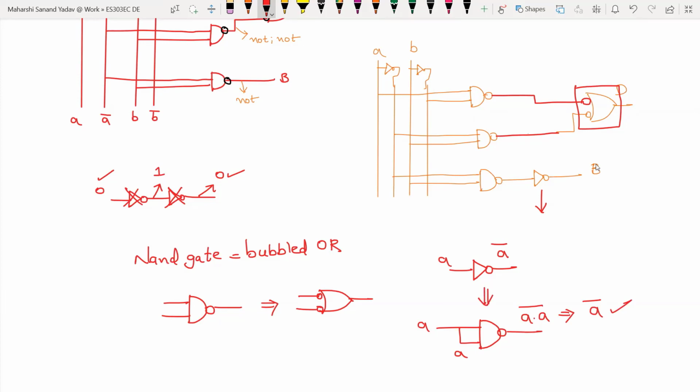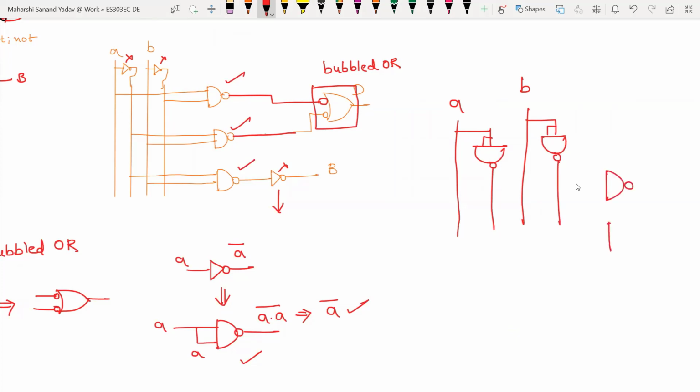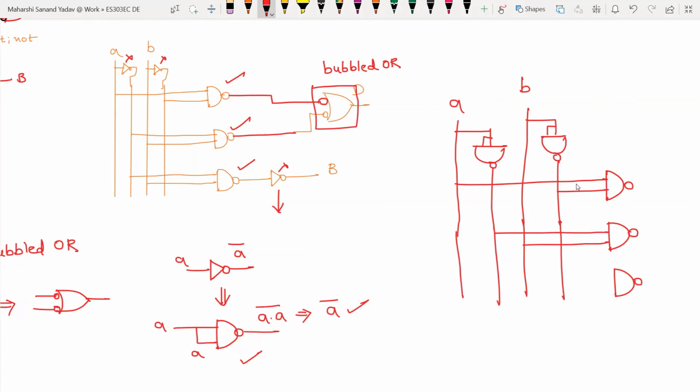Now the next step is try to replace 1, 2 and 3, these three NOT gates, with their equivalent NAND gate, and replace this bubbled OR with NAND gate. So input is A, and here instead of NOT, now I'll place NAND gate. Next, this is B, and instead of NOT, place NAND gate. Next, this 2 and this one, third, should be drawn as it is. 1, 2, and 3. Inputs are A, B bar, A, B bar, A bar B, and this one is also A bar B only.